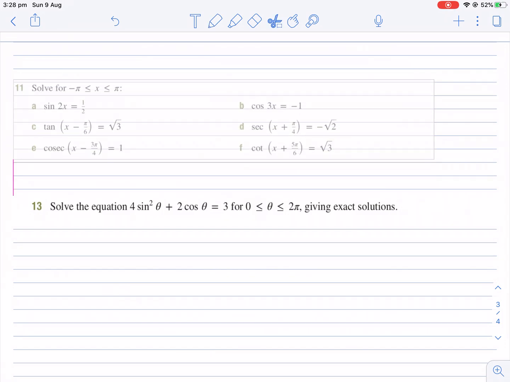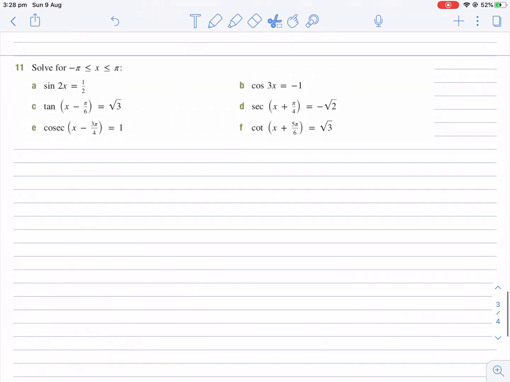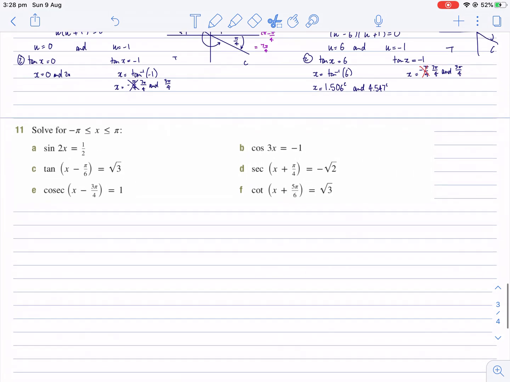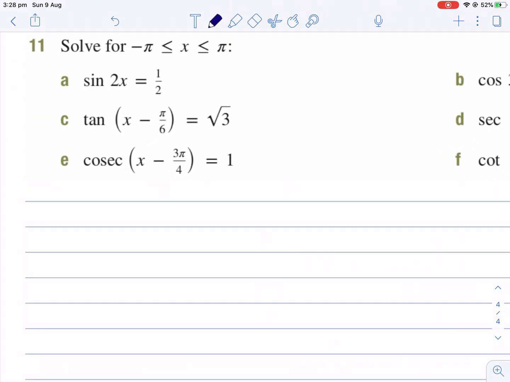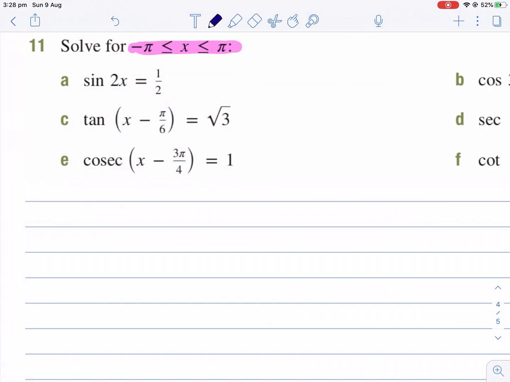Question 11, I promise we're nearly there. Question 11 is actually easier, by the way. Like, these ones up here are what I consider the hardest. So the thing that's going to be tricky is they've restricted our domain really weirdly. Instead of being between 0 and 360, so 2 pi, we now want to be between pi and negative pi. So we've got sine 2x equals a half.